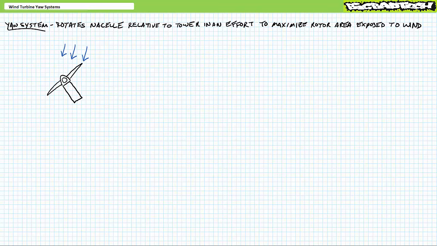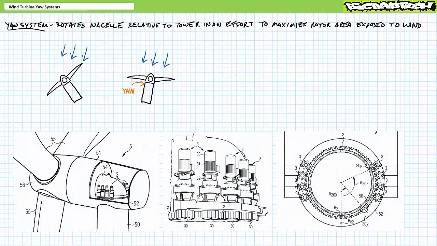Viewers will recall that the act of yawing a wind turbine rotates the nacelle relative to the tower, thus maximizing the rotor-swept area exposed to incoming wind, thereby contributing to the efficient conversion of wind power to electrical power. The wind turbine nacelle sits on top of the tower, on an externally or internally toothed slewing bearing, allowing the nacelle and tower to mechanically rotate relative to one another.